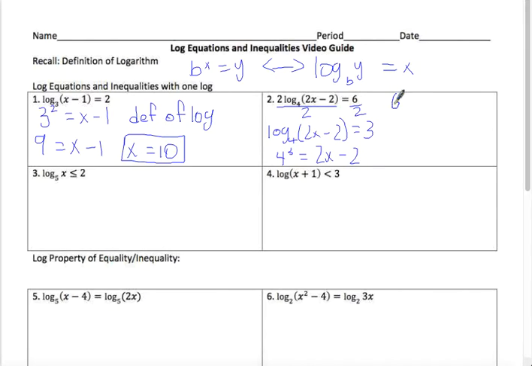4 to the third power is 64. And from here it's straightforward. If we add 2, we get 66 equals 2x, and x equals 33.